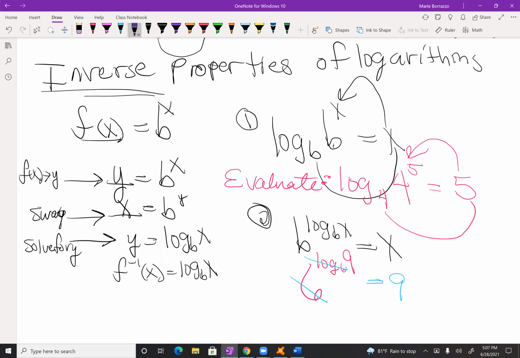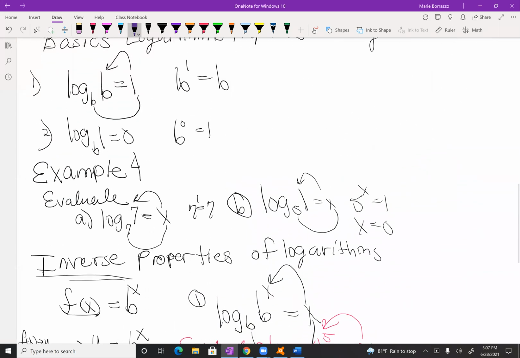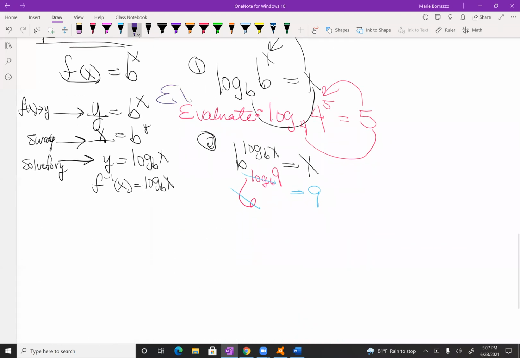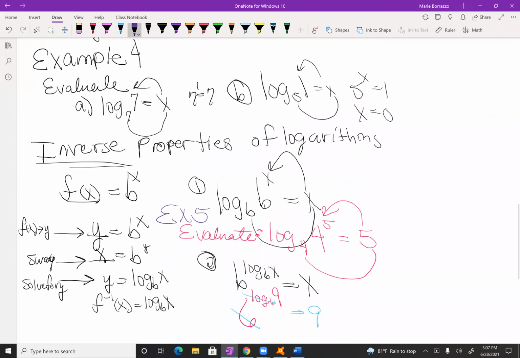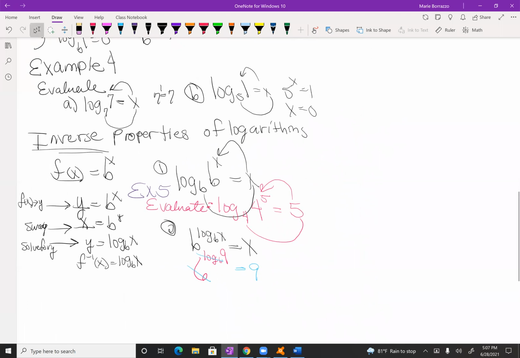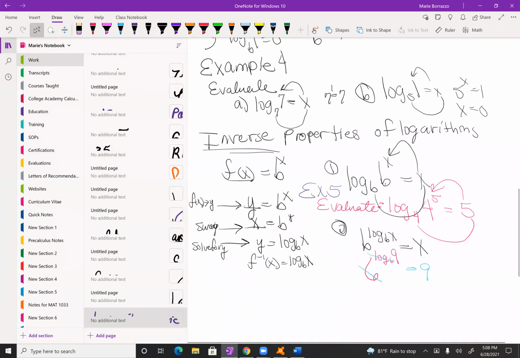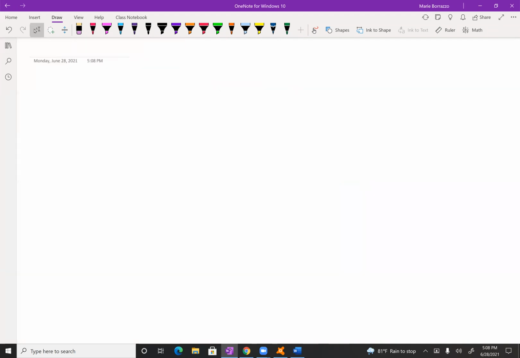Okay. Are you cool with these two examples? That was example 5 here, and example 4. Both example 4 and 5 deal with properties. That's those two right there. Okay. Now, example 6 has to do with inverses and graphing. So let's talk about how they're related.